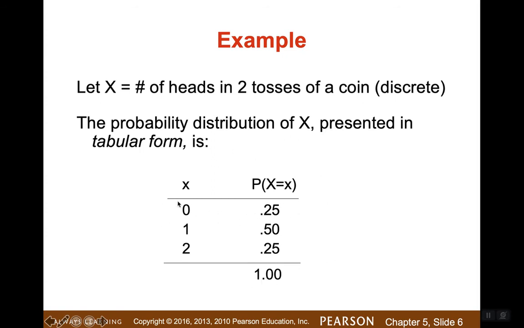The probability of having no heads is 25%. The probability of getting exactly one head in the two tosses is 50%. And finally, the probability of getting two heads in two tosses of the coin is 0.25. We add those up, and our total probability, our total distribution, is 1.0.